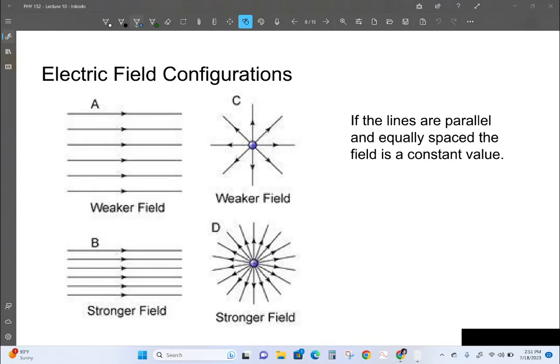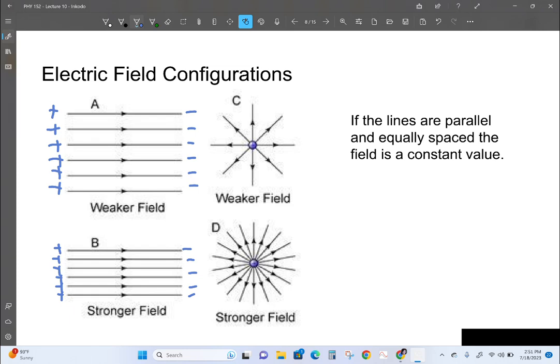So let's talk a little bit about electric fields. So electric fields exist. The lines, by definition, start on a positive and point towards a negative. So if you see field lines, you always know that they start on positive and they end on negative. They point towards the negative, away from the positive.